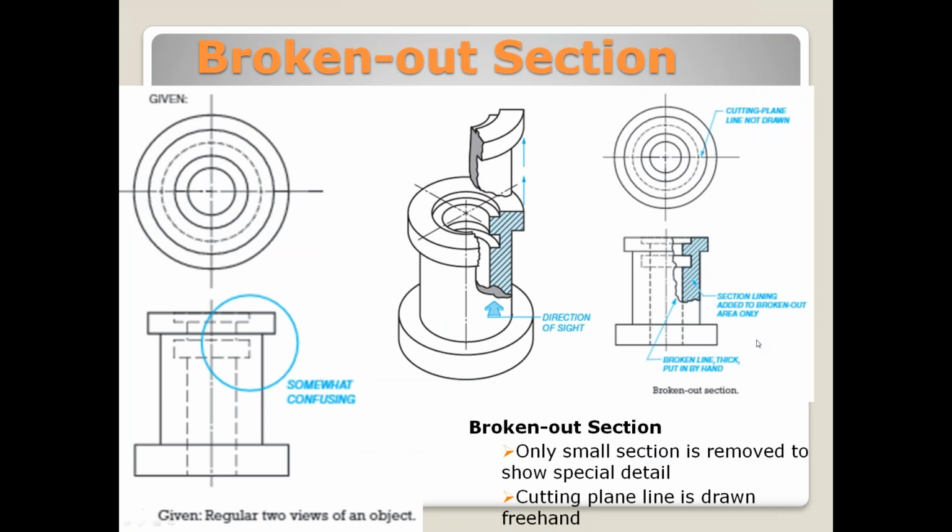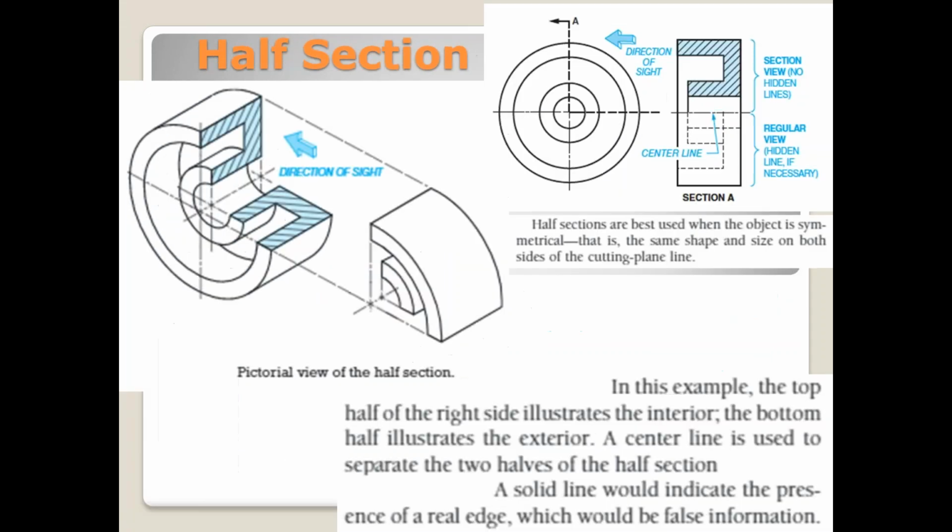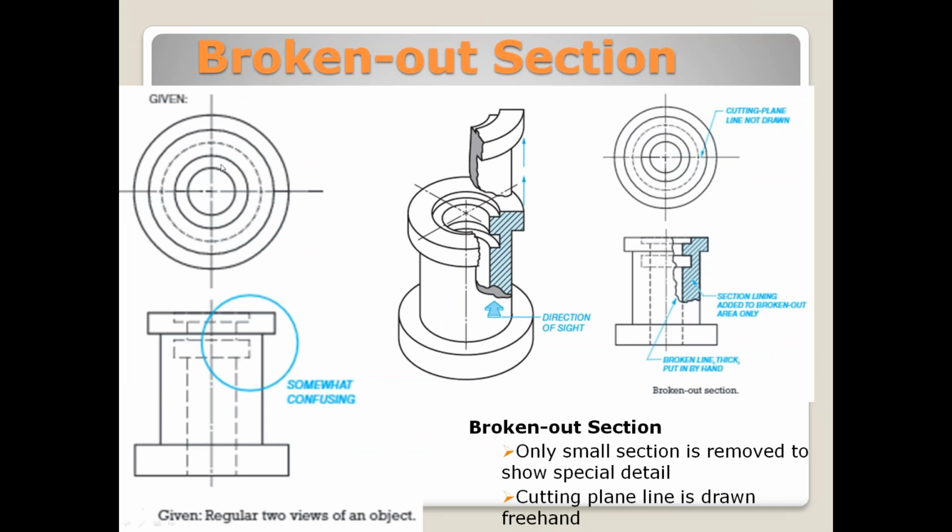Broken out section. If you look at the given regular two views of the object, and you just show this top view and the front view, nobody knows what's going on here because it's somewhat confusing. Here you have one little neck, and then you have another one right at the bottom. So it would be better to block that section out.